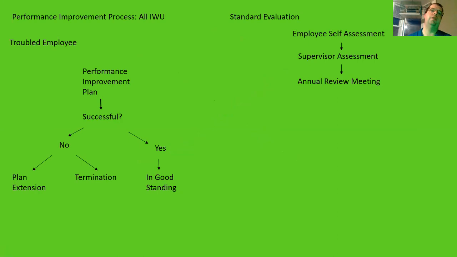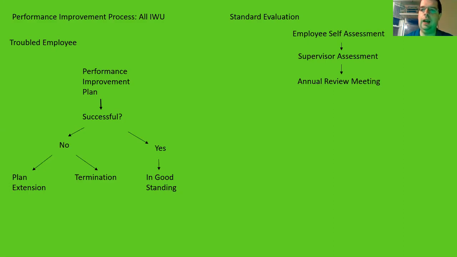So performance improvement and rewards. There are two paths. There's the trouble employee path, who is put on an improvement plan, which is an agreed upon means to try and improve our performance. And once it's done, there's a question of, was it successful? If the answer is yes, they're back in good standing. If it's no, then they can either stretch out or modify the plan, or you lose your job.